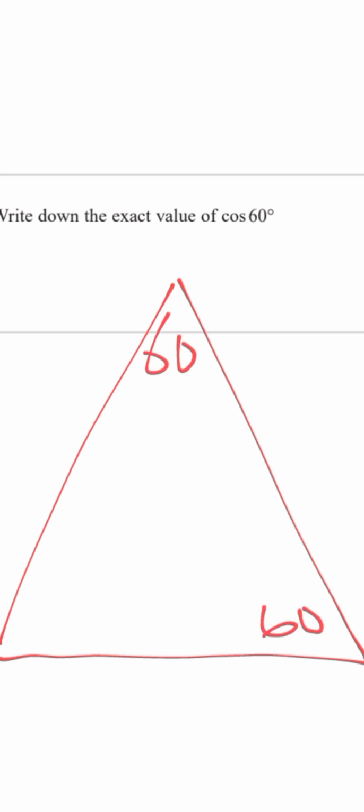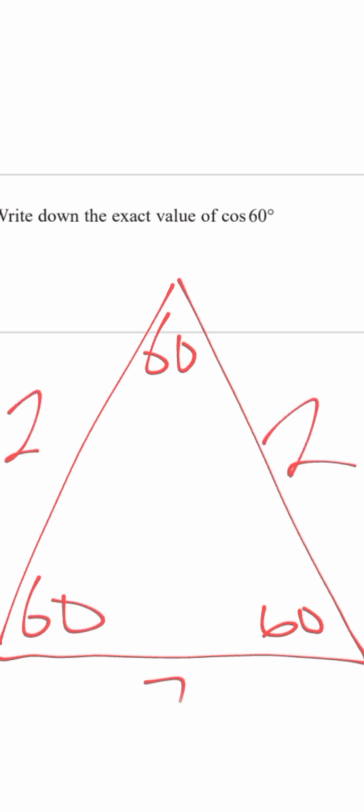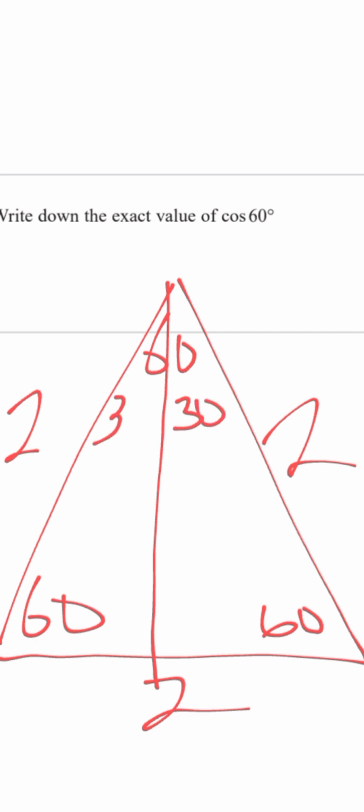equal. So if we have 60, the three angles will be 60. The sides will be 2, 2, 2. Now, if we have to create a right angle triangle from this, it's going to affect one angle and one side. The angle that will be affected will become half, which is 30, 30. And that side that we have as 2 will become 1 and 1.